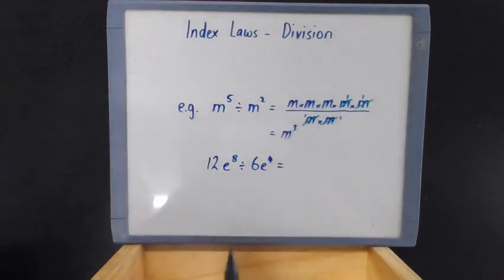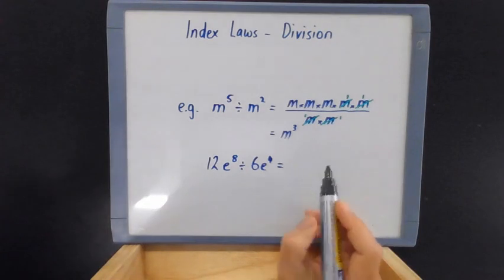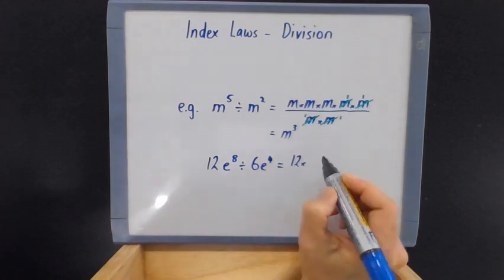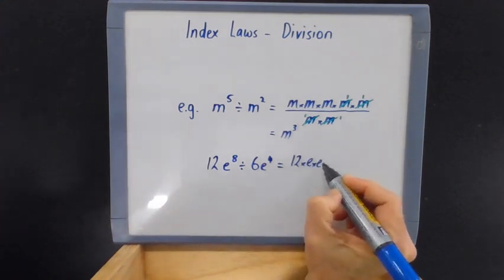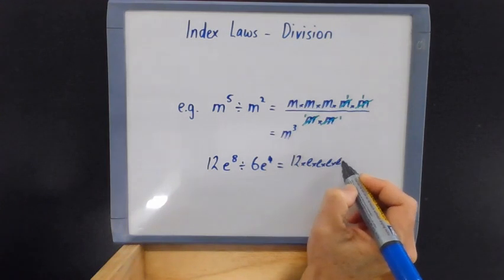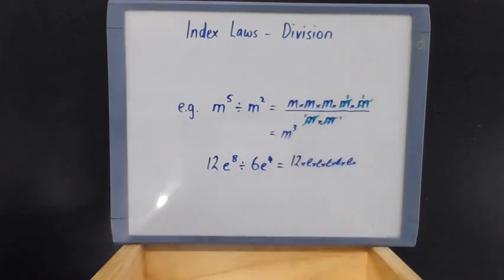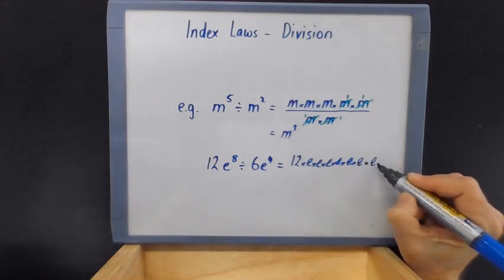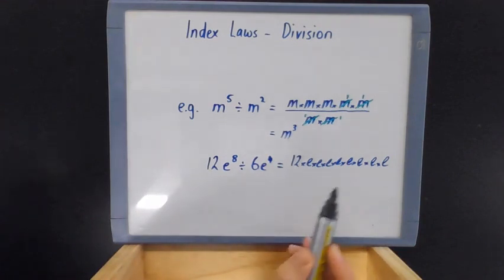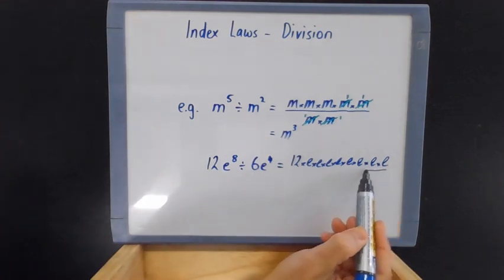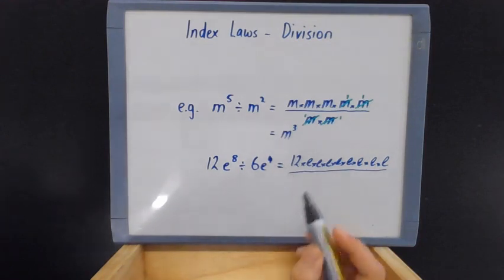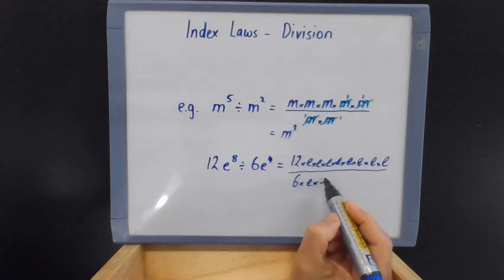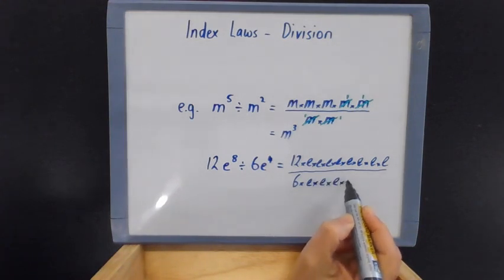To do this one, which is slightly more complicated, again I will write it as a fraction. I have 12 times e to the 8, that's 1, 2, 3, 4, 5, 6, 7, 8. I'm dividing it by 6e to the 4. So I'll have 6 times e to the 4. That's 1, 2, 3, 4.